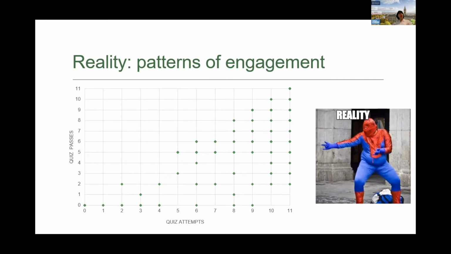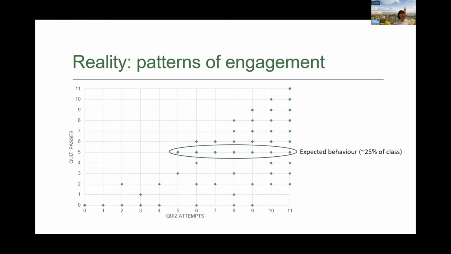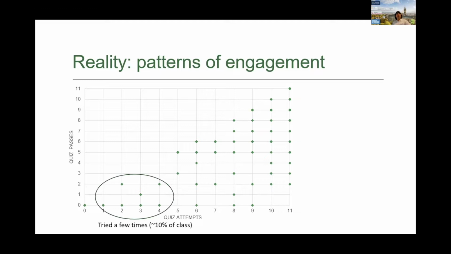So I'm going to go through some different cohorts in this. These guys here were our expected behaviour. They earned their 5 passes and then they stopped. And that was about a quarter of the class. We've got these poor ones down here. They tried a few times, didn't get on with it. It wasn't working for them. Nah, it's not worth it.